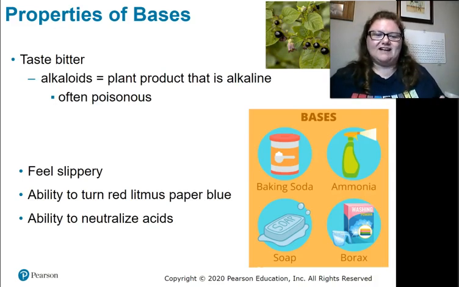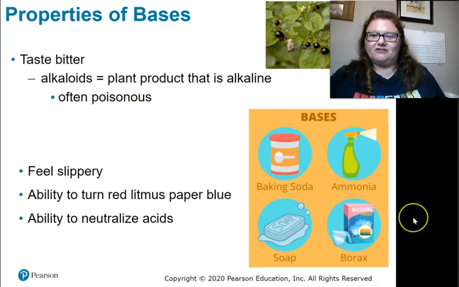Ability to turn red litmus paper blue. Remember, with the acids, we had blue paper that would turn red. If it's red, you're not going to see red on it because the paper's already red, right? So you have to use the opposite paper when you're testing. Another way to remember this is that bases turn blue. So blue base, right? They both start with B. That's a little way that you can remember one versus the other.